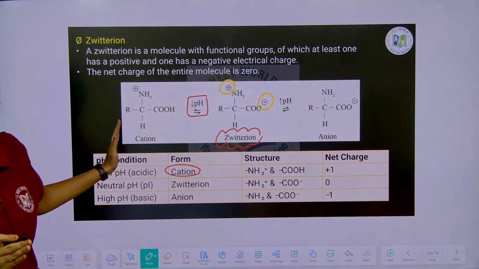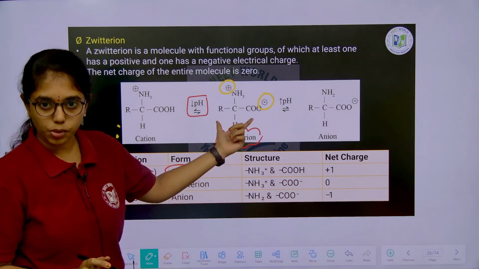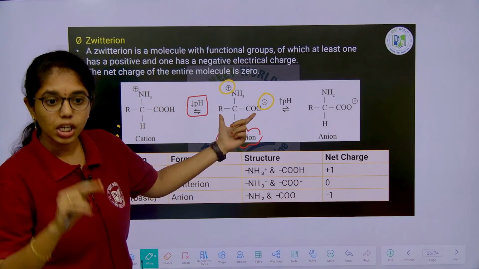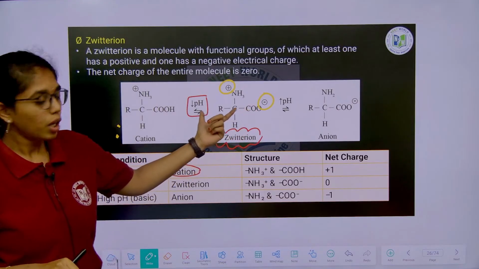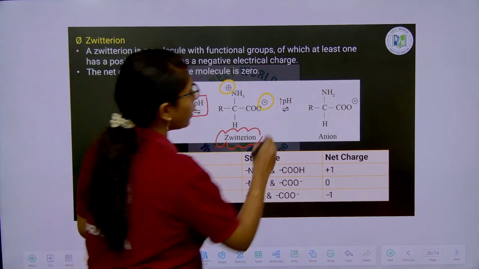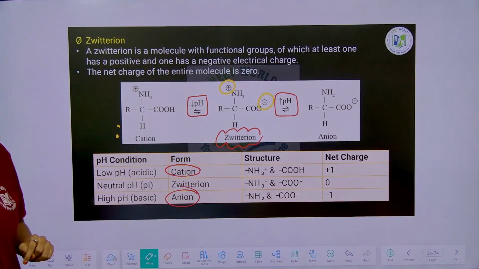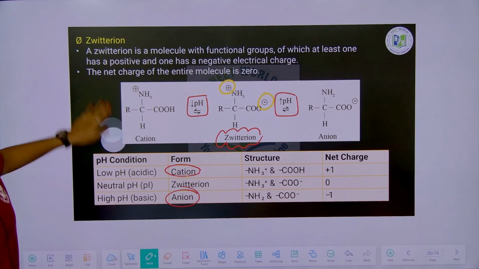From an objective perspective, what do you have to remember? In a neutral solution, it is a Zwitterion with positive and negative charge. If you are reducing the pH, it will turn to what form? Cation. If you are increasing the pH, it will turn to what? Anion. Right? So you are clear with this, right?